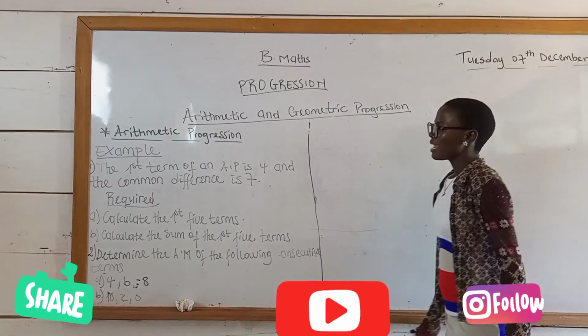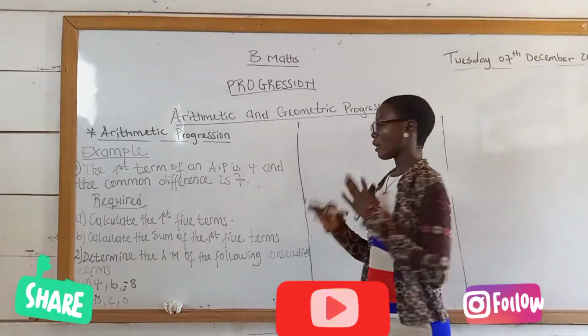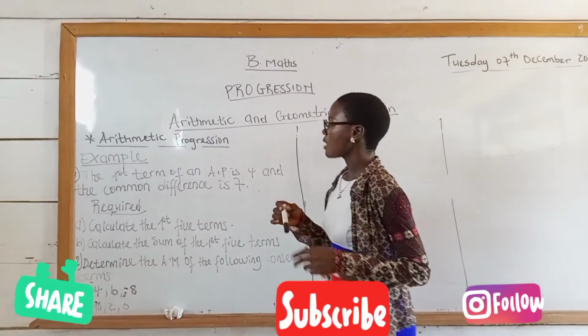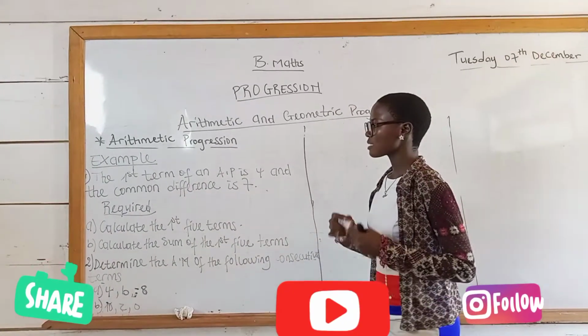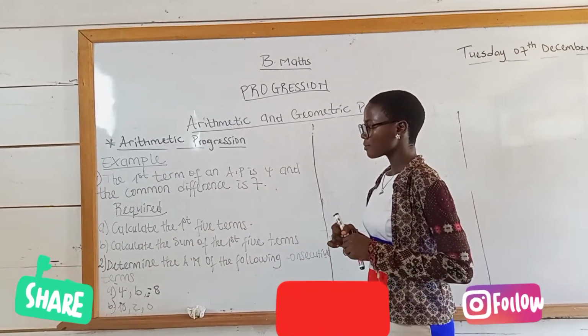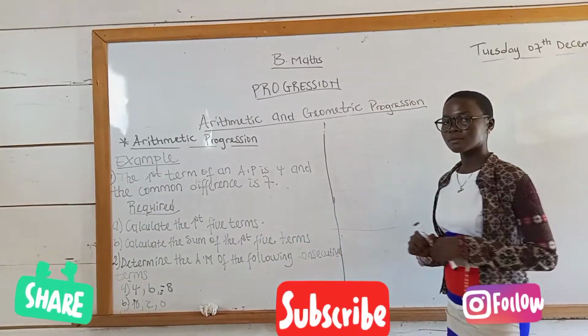Okay, let's just look at an example so that we can easily understand what we are saying here. The first example we're going to look at says the first term of an AP is 4 and the common difference is 7. Required: calculate the first 5 terms and also calculate the sum of the first 5 terms.